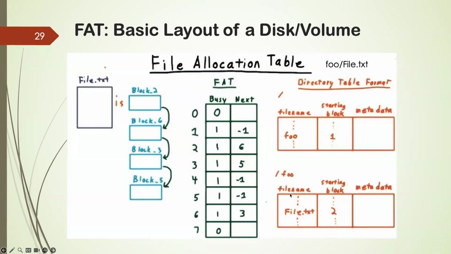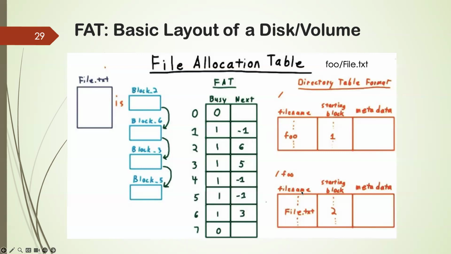So again, we will have the file or directory name. In this case, we have file.txt. Then we have the starting block, that is, the starting cluster from which this file's data starts. And then some other metadata related to the file, like when it was created, who created it, who modified it, and those things.